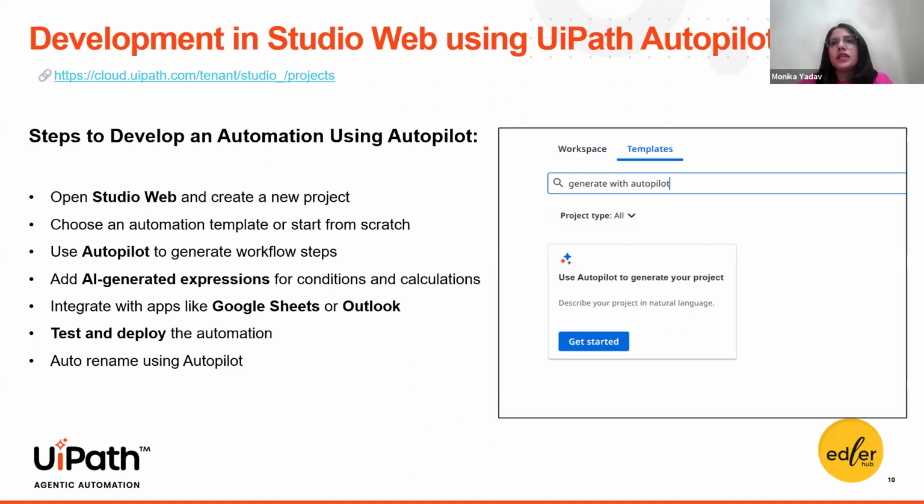Okay, so next, it's a small but impactful feature. Autopilot also suggests meaningful names for your activities based on their function. So instead of generic names like Assign 1 or Send Email, it gives your assign activity or your send email activity a meaningful name. This improves workflow readability, collaboration, and debugging, especially in larger projects where we have a lot of activities combined together in a workflow.